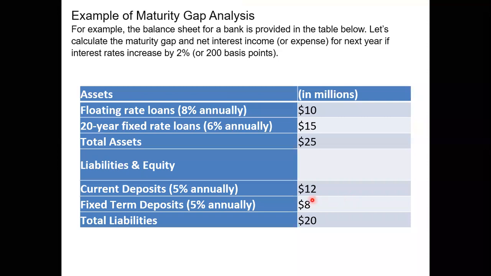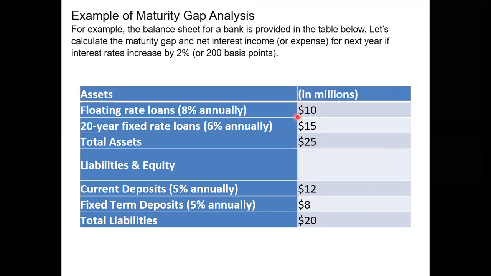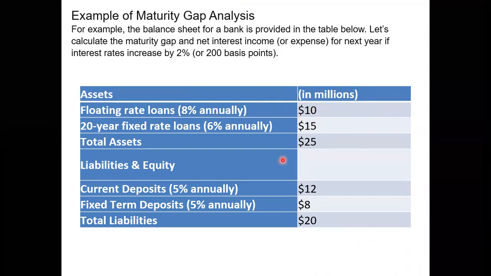Yes, 2 million is a negative gap. Here the rate sensitive asset is 10 million and rate sensitive liabilities are 12 million. 10 minus 12 equals 2 million negative. So the gap is negative. So I move to the next slide.